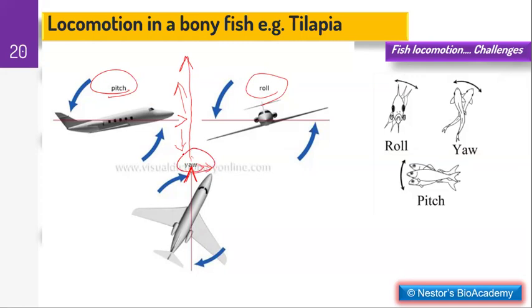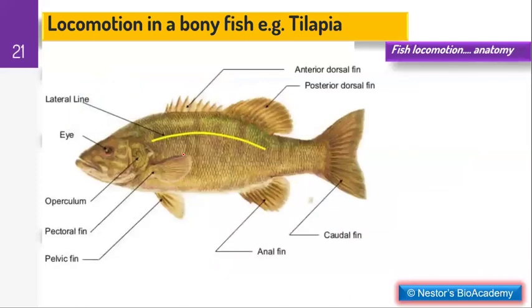So usually fishes have a number of adaptations which enable them to overcome these challenges. And the fish usually has a number of fins to enable them to swim effectively. We have the pectoral fin, we have the pelvic fin. These fins are referred to as paired fins. We say they're paired because they always occur in pairs.